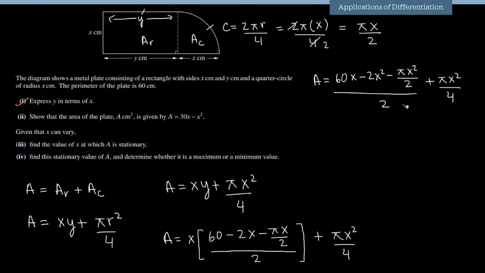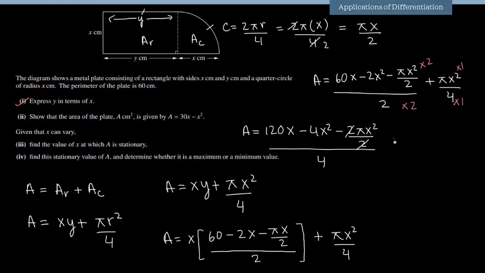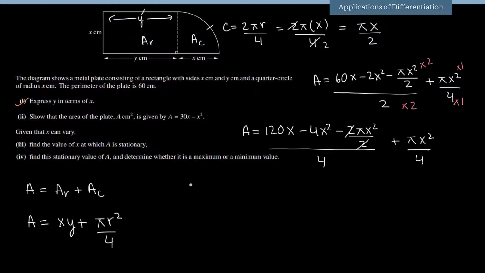Next I'll take LCM, so I'll need to multiply this fraction by 2 and this fraction by 1, and that would give me area is equal to 60 times 2, which is 120, so 120x minus 2 times 2 is minus 4, so minus 4x square, and minus 2 pi x square divided by 2 whole divided by 4. 2 divided by 2 is 1 and plus pi x square divided by 4. The numerator can be simplified to be written as area is equal to 120x minus 4x square minus pi x square plus pi x square divided by 4.